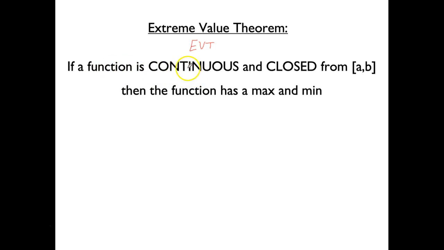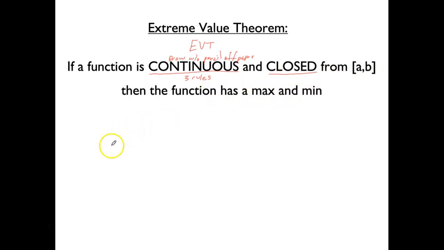It's saying if a function is continuous, okay, remember that means you can draw it without taking your pencil off the paper. Remember that is the 3 rules: it has a limit, has a point, and they're equal. And closed. So the function is continuous and closed. Closed means that the points at the end are included. That's why I'm putting brackets here. So closed from A to B, then the function has a max and a min.